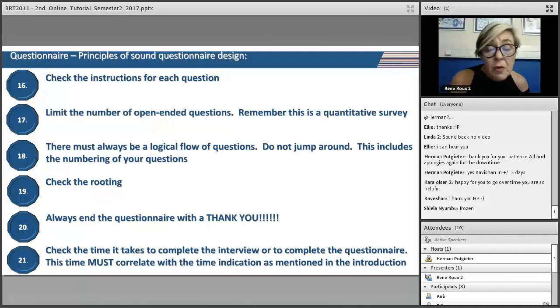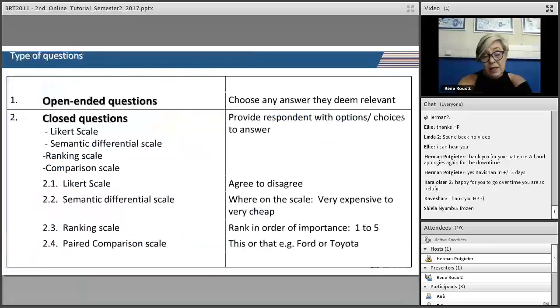And as I said before, always end your questionnaire with a thank you. Check when you do your questionnaire the time it's going to take you to complete the questionnaire. And then in your introduction, don't say it's going to take a minute or two if it's going to take them 10 minutes. Be honest. Tell the participant that it's going to take them 10 minutes.